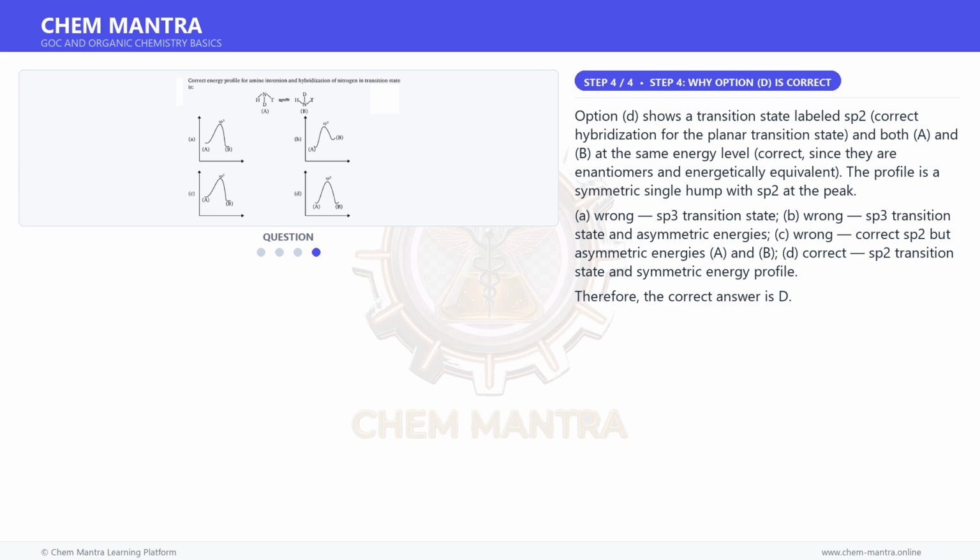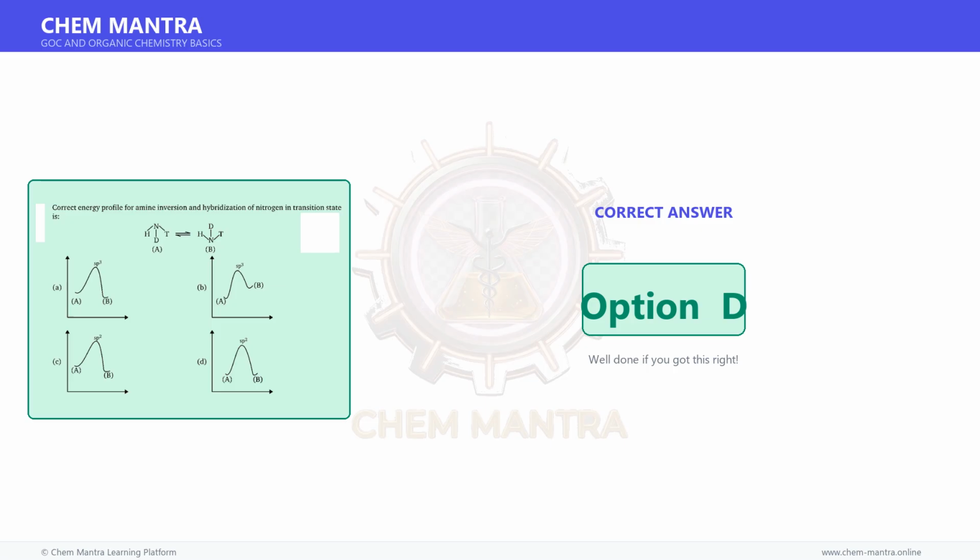A. Wrong, sp3 transition state. B. Wrong, sp3 transition state and asymmetric energies. C. Wrong, correct sp2 but asymmetric energies for A and B. D. Correct, sp2 transition state and symmetric energy profile. Therefore, the correct answer is option D.